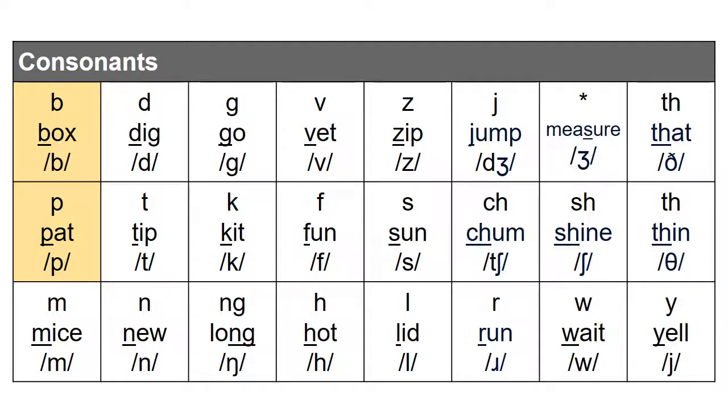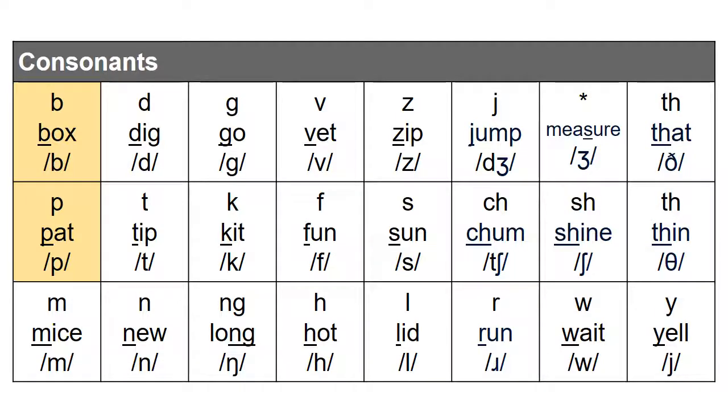So for instance, go ahead and take your hand, place it against your voice box on your throat there at your neck, and make the B sound, which is B, B. You should feel some vibration against your fingers. Now keep your hand there and make the P sound. Now remember, this is not a vowel attached to a P sound.